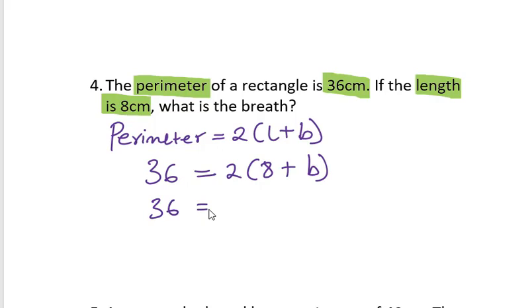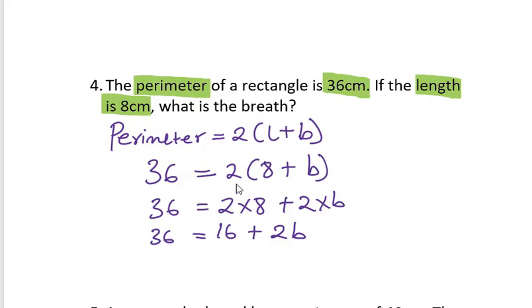From here you have 36 is equal to 2(8 + B). You cannot add 8 and B because this is a value and a variable, so you have to expand. Expanding the right hand side, we have 2 times 8 plus 2 times B. So 36 is equal to 2 times 8, which is 16, plus 2 times B, which is 2B. From here you can see that this is a number, but this one is a variable and a coefficient, so I have to collect like terms here.